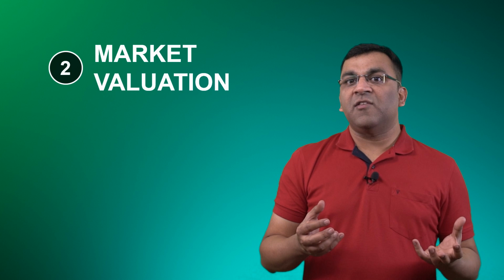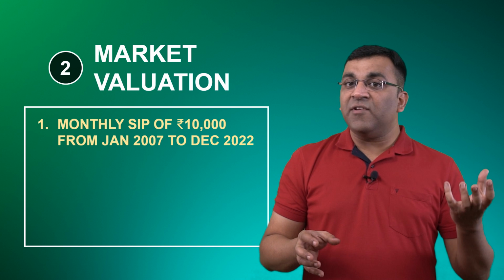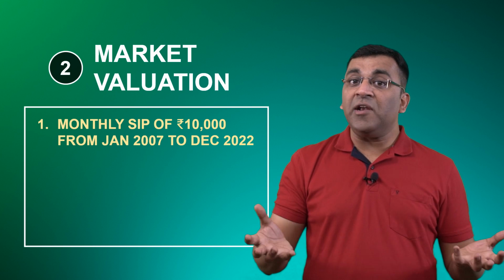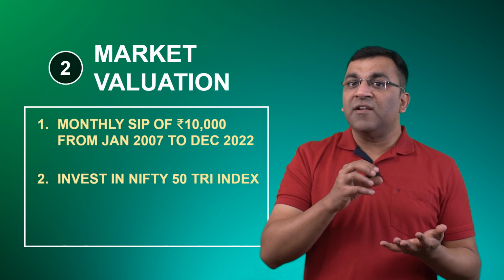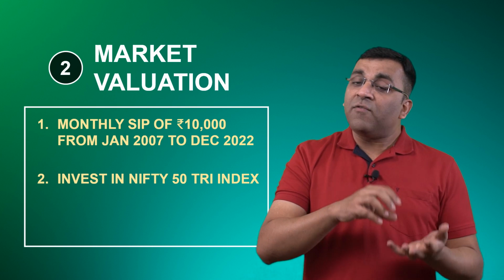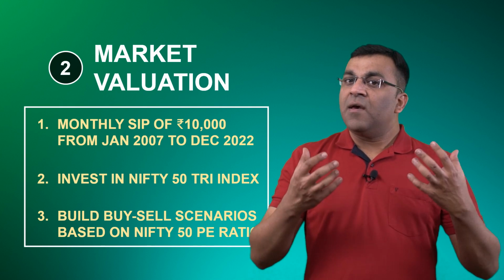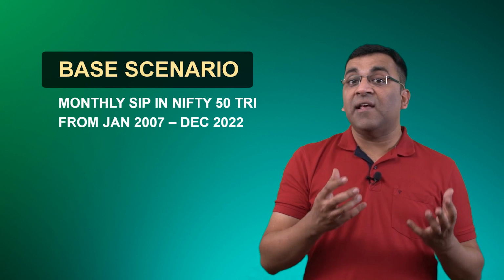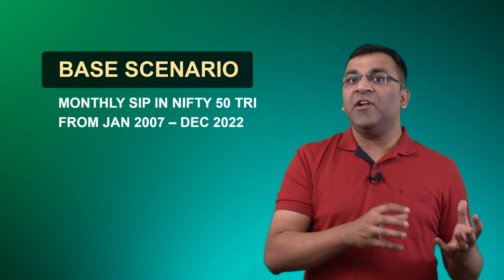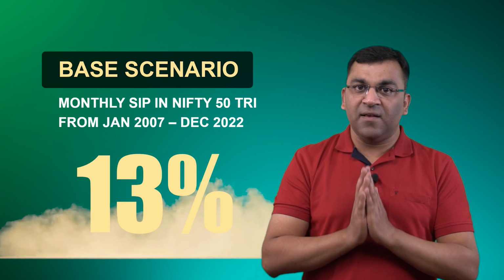Our monthly SIP investment will be to the tune of 10,000 rupees, and we shall be examining performance from January 2007 until December of 2022, which is a fairly long period of 16 years. The 10,000 rupees will be invested in the Nifty 50 TRI index, and based on where the Nifty 50 P ratio is, we'll either add some money or we'll redeem some of it. But before we ran multiple scenarios, I also ran a base scenario and found that a regular 10,000 rupee SIP in the Nifty 50 from 2007 till 2022 would have given us a CAGR of exactly 13%. So that's the number we are trying to beat, 13%.